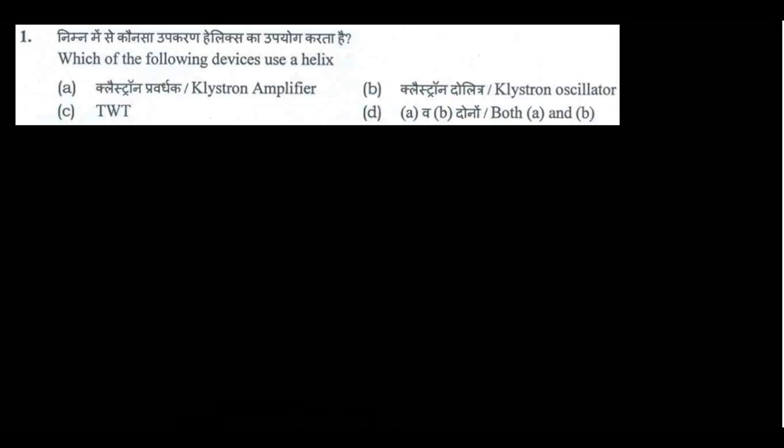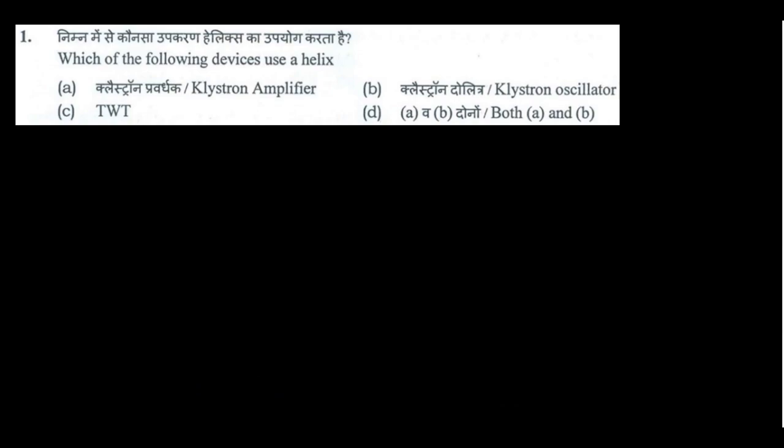First question. Which of the following devices use a helix? The answer is TWT. What is the full form of TWT? Traveling wave tube. It's used as a microwave amplifier. And one of the specialties of this TWT is that it has a wide bandwidth.